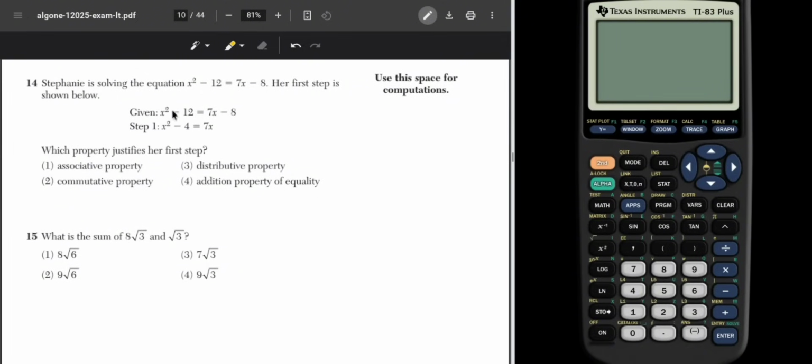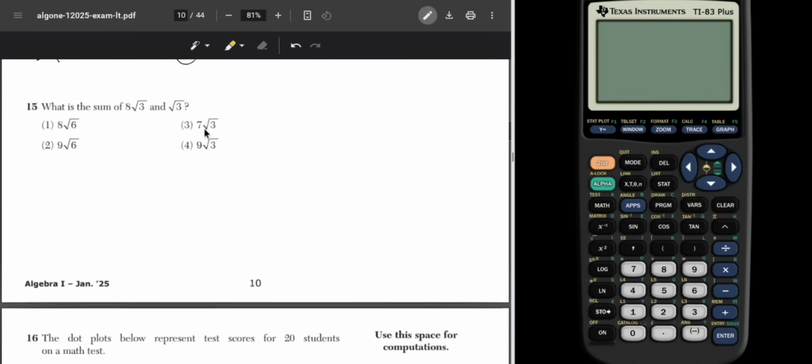Question 14 says, Stephanie is solving the equation x squared minus 12 equals 7x minus 8. Her first step is shown below. So for her first step, she's given x squared minus 12 equals 7x minus 8. For her first step, she adds 8 on both sides, because then she gets x squared minus 4 equals 7x. So what does she do? Does she do the associative property? No. Does she do commutative property? No. Does she do distributive property? No, there's nothing to distribute. Does she do addition property of equality? Yes. Because she's adding the 8 on both sides, she's equalizing the equation, and she changed her number into -4.